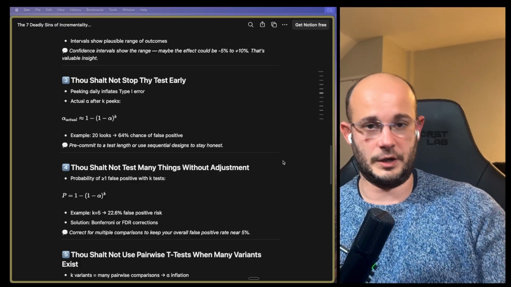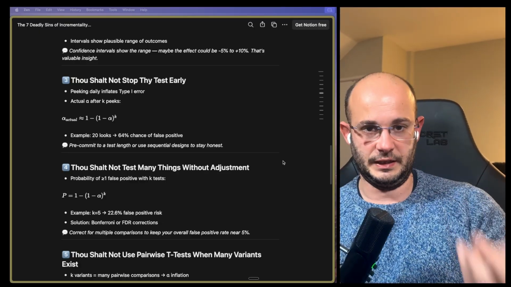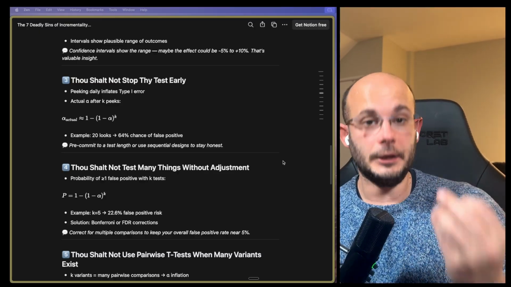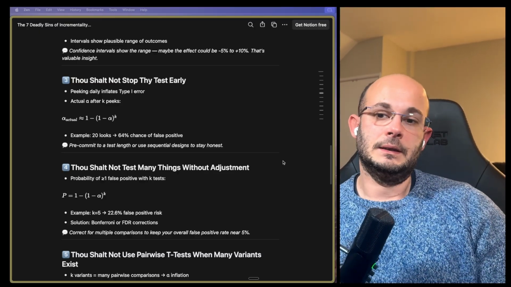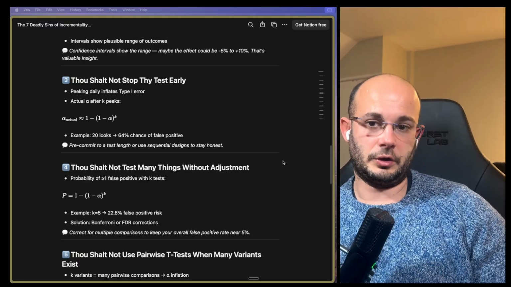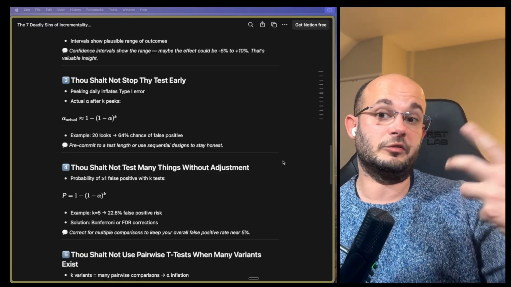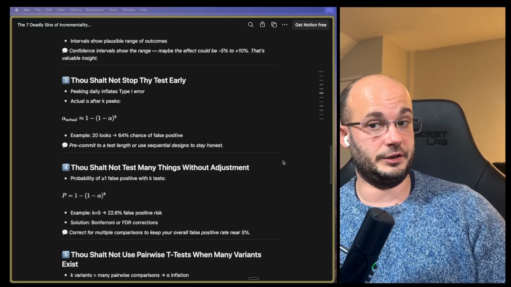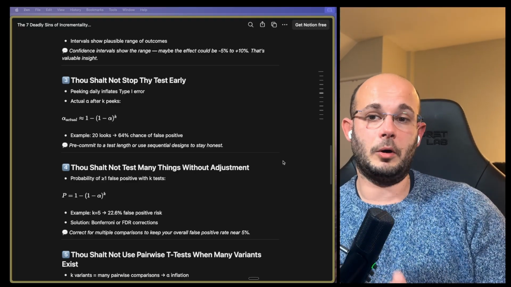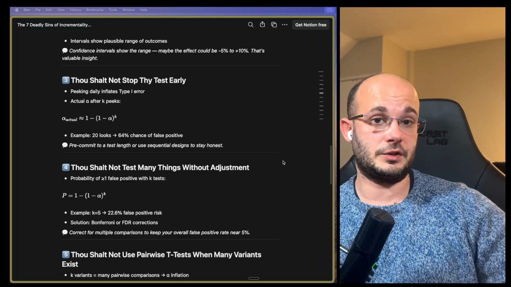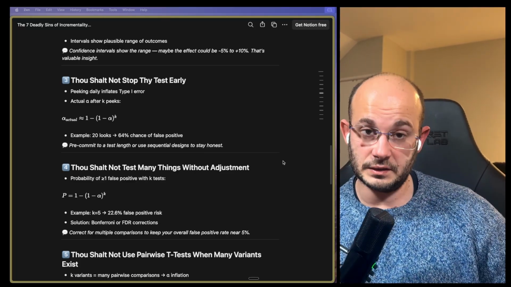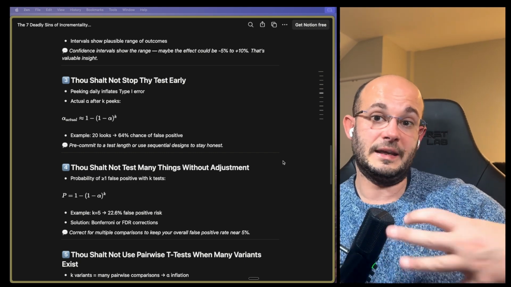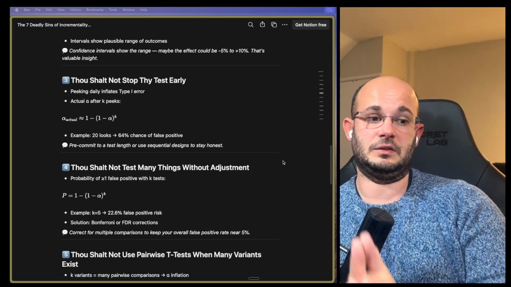This is called data dredging. You are literally digging, trying to find something. If you dig hard enough, you will find something. Now, there are ways to handle this. There are corrections, the Bonferroni or the FDR corrections. There's also sequential testing, which can be used to mitigate this. But be careful that if you are doing naive tests, you might end up in this situation.